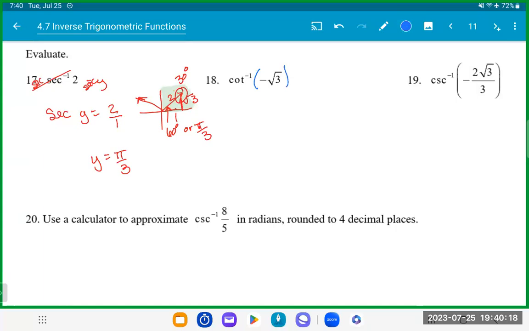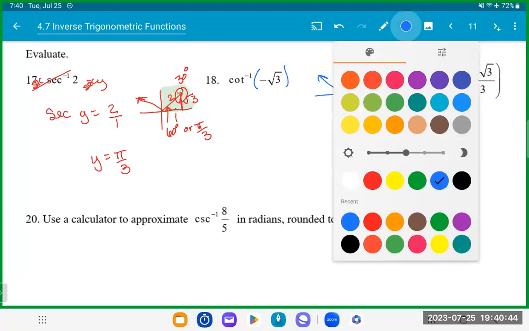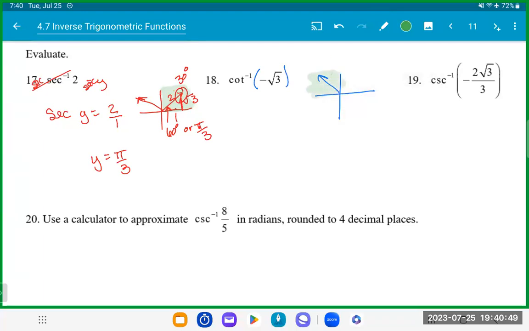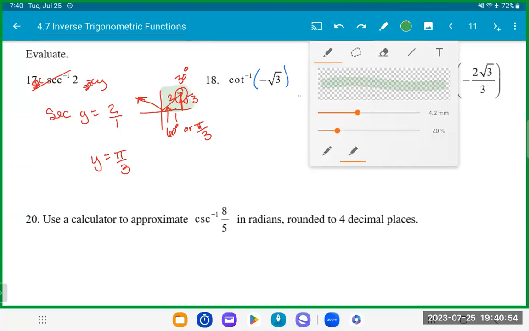Okay, so cotangent. With our cotangent, it's negative, so cotangent is negative in the first or the fourth. So when we're looking at this one, we can only be in one of those two, right? So we're going to be looking in terms of the second quadrant here.